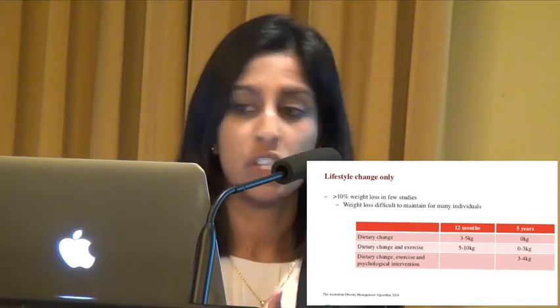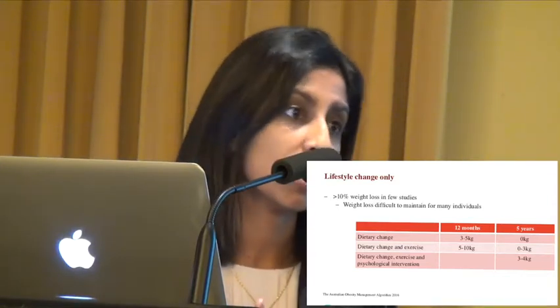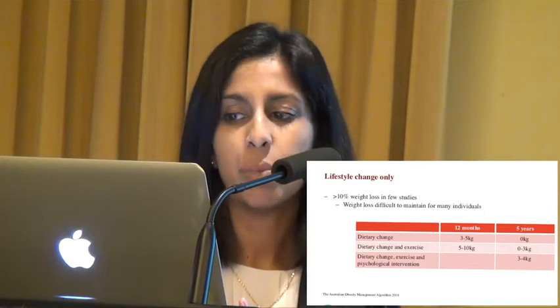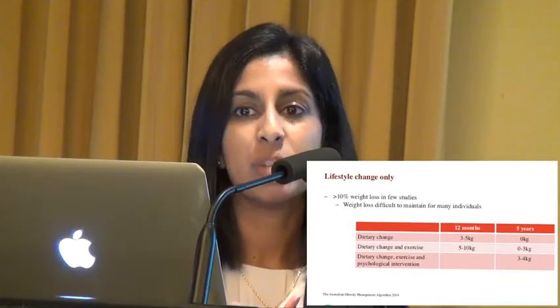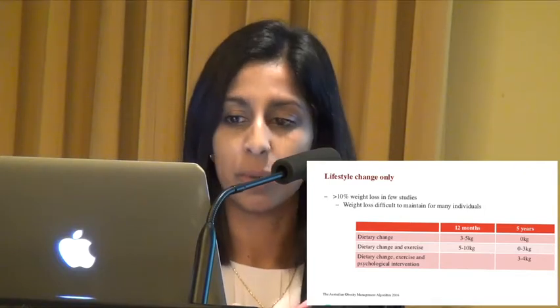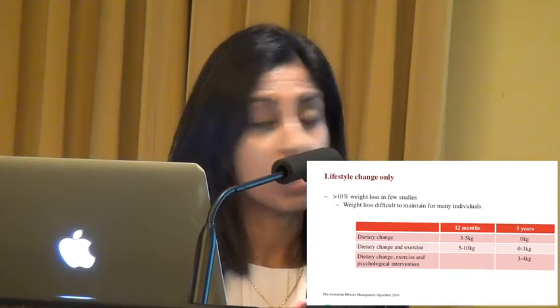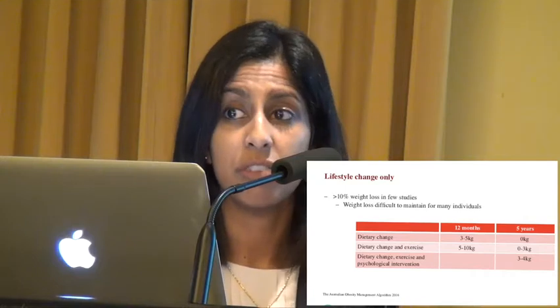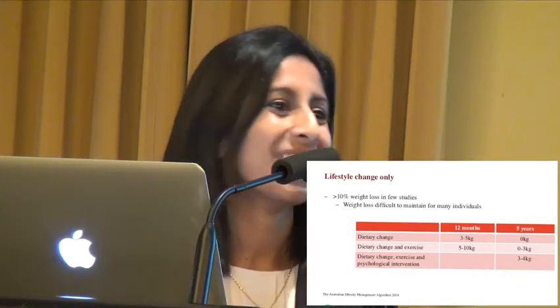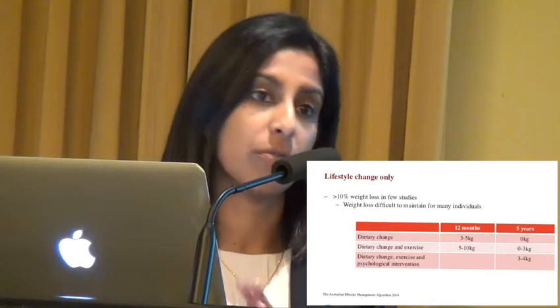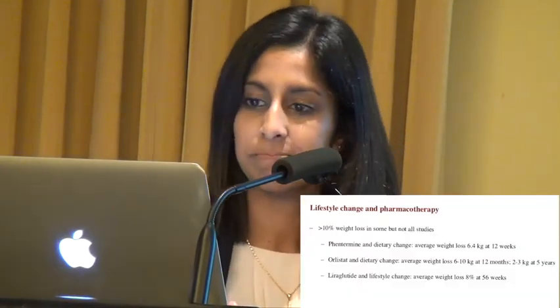If they go through dietary change and exercise, at 12 months, average weight loss is 5 to 10 kilos. But again, by 5 years, that major benefit in weight loss is pretty much gone as well. So if we look at dietary change, exercise and psychological intervention, which is what we should all be doing, at the end of 5 years, there's a 3 to 4 kilogram average weight loss that's maintained for that period of time. I know those numbers aren't great, and so that's why we do need to consider the other things such as the pharmacotherapy and bariatric procedures.